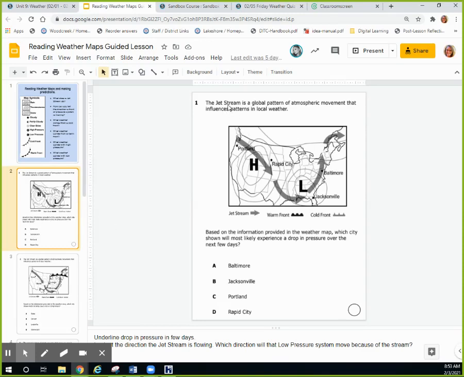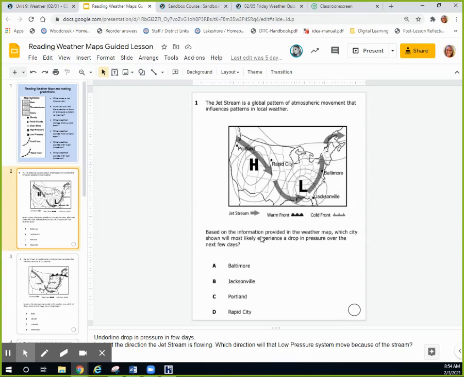So the first one says, a jet stream is a global pattern of atmospheric movement that influences patterns in local weather. So basically it's this giant wind current in our atmosphere, and it blows from west to east, and it's illustrated by these gray arrows. As you can see, it's coming from the west coast of the United States all the way across to the east coast. You have a key right here, so it identified the jet stream. It has a warm front and cold front labeled, but I don't see any on the map. I just see two pressure systems, a high pressure and a low pressure system, and 4 cities.